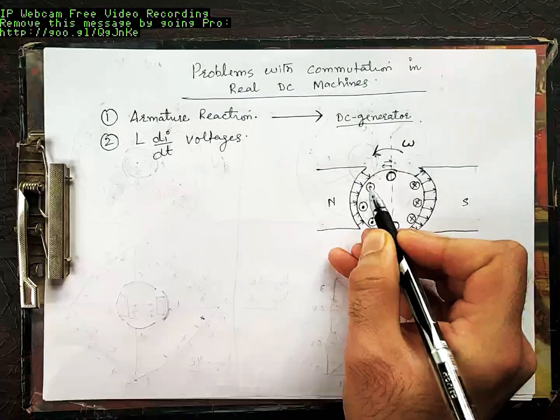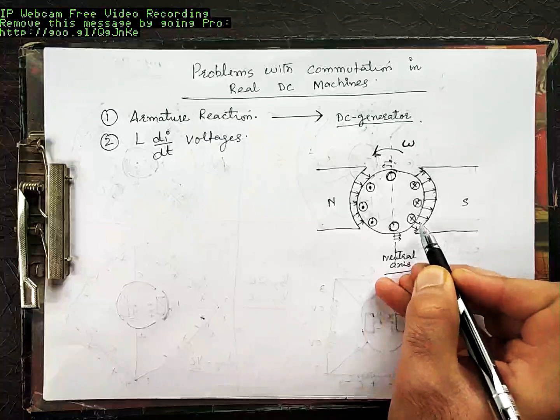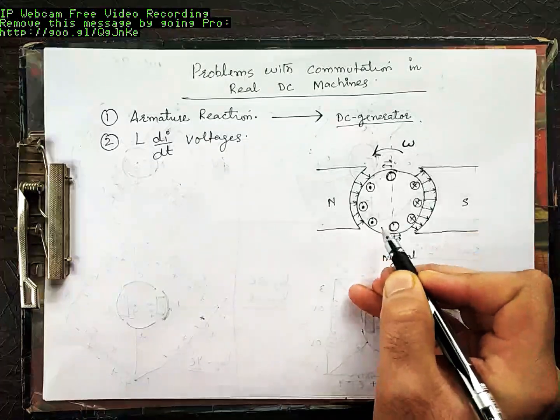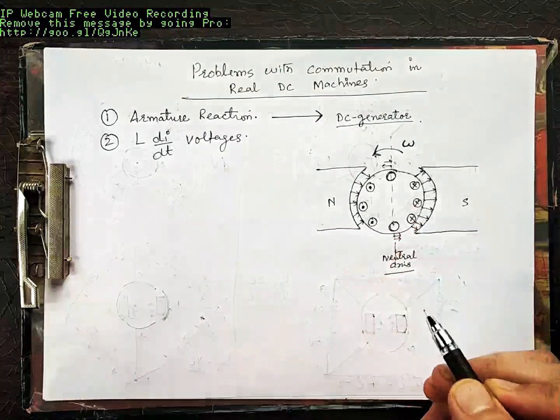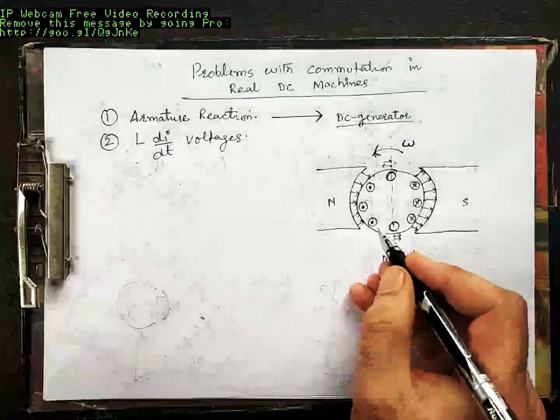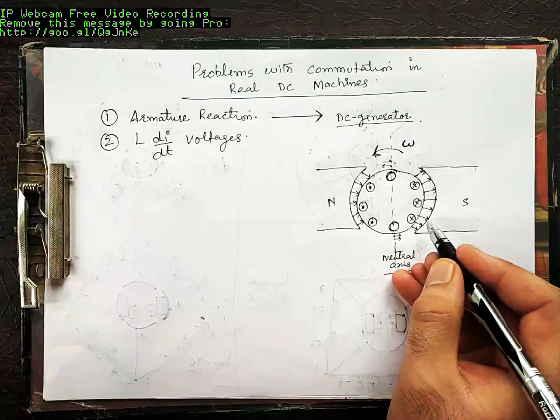So current will come from here and go here. Current will come from here, go here. Current will come from here, go here. Current will come out of here and go into here.